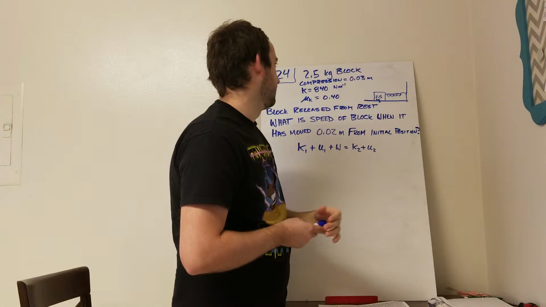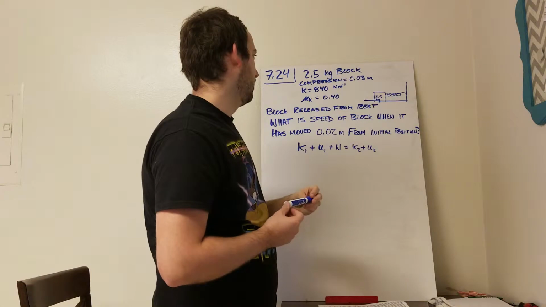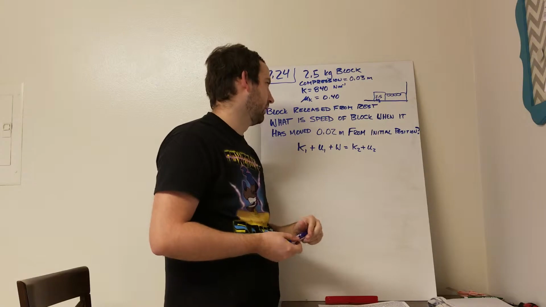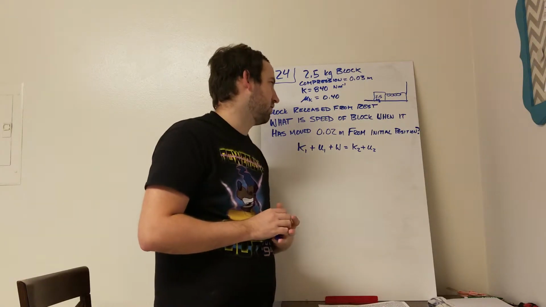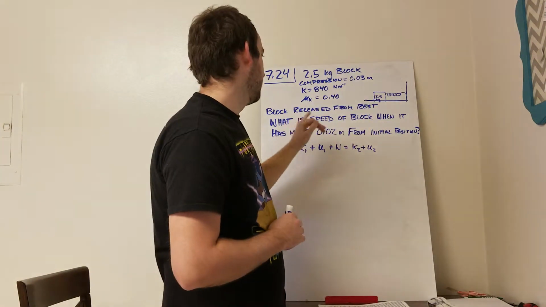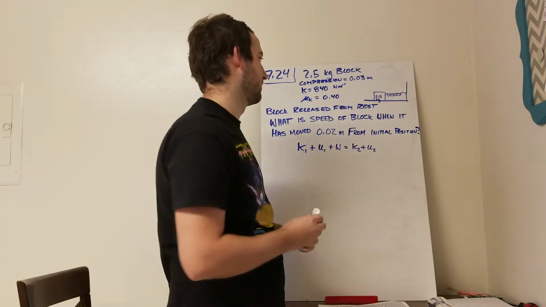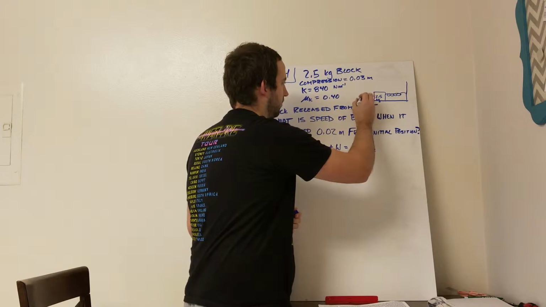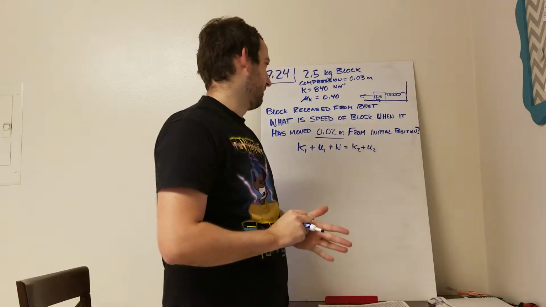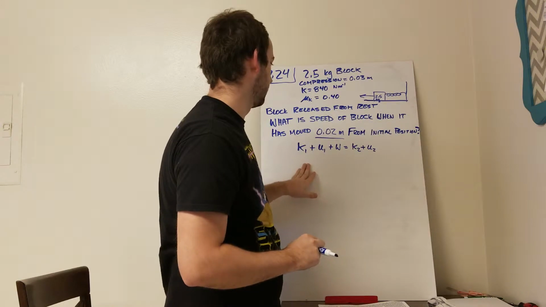The spring constant is 840 newton meters, and then it also gives us the coefficient of kinetic friction, which is 0.4. And what this wants to know is if this block is released from rest, what is the speed of the block when it's moved 0.02 meters from the initial position? So it's going to be moving this way. Wants to know, after it's moved that far, what the velocity is. So to do this, we want to use our energy equation.